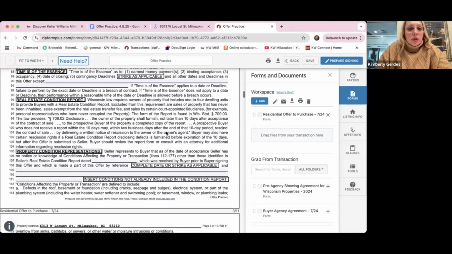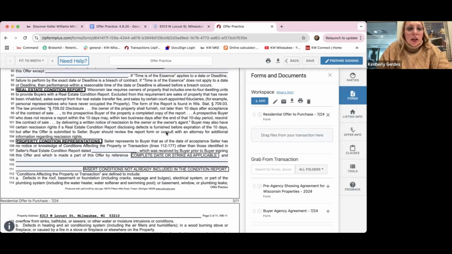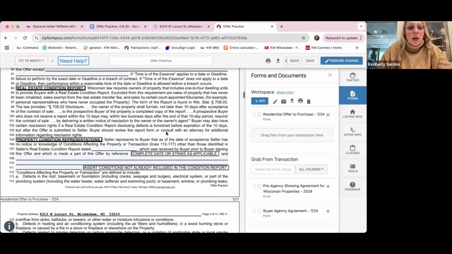The condition report. The state requires that all sellers provide a condition report. There might be some exceptions to this where a personal representative or somebody is selling on behalf of someone, like a trust, and they might not have ever lived in the property. Therefore, they can't really fill out the condition report. There is another form that a seller would actually fill out called the seller's refusal to complete a condition report.